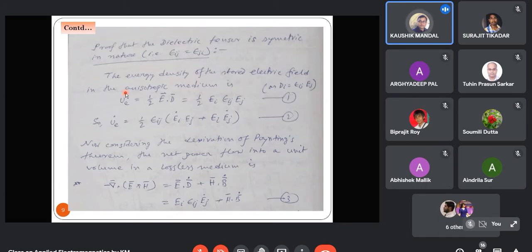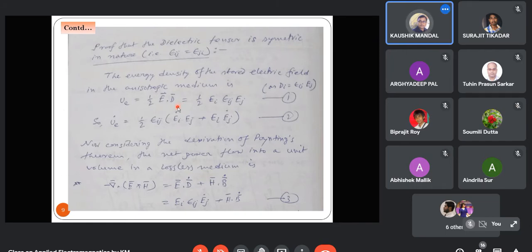In the first class, most probably, we have discussed the Poynting theorem. Poynting theorem means total energy flow will be equal to the stored electric energy, stored magnetic energy, and the ohmic loss. So now we are only considering the stored electric energy, the energy stored due to the electric field. So UE equal to half of E dot D.